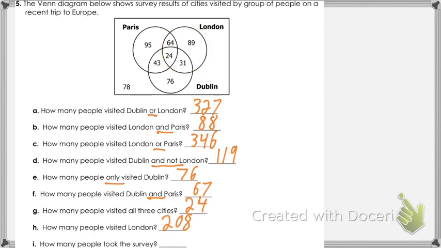Last but not least, letter I, how many people took the survey? You have to add every single number up you see, including the 78. You add all those up, you get 500 people that took this survey.